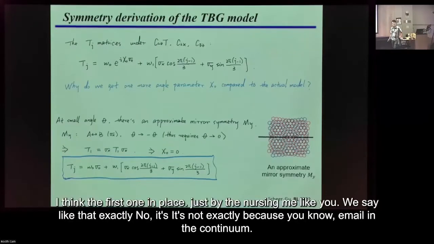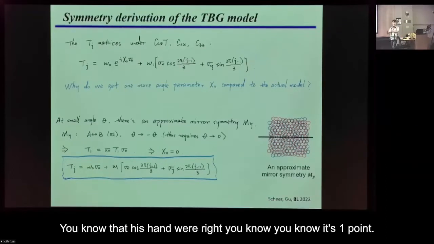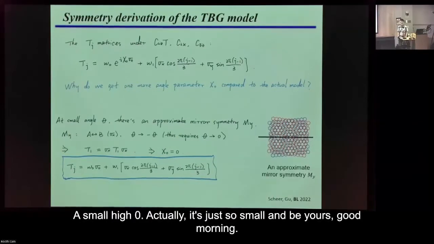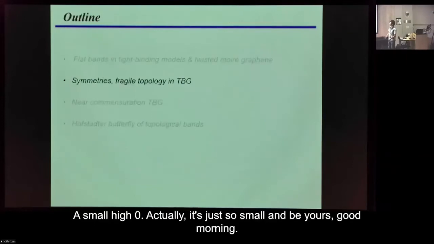No, it's not exact, because even in the continuum, you know the twist angle, right? You know it's 1.05 degrees. You don't need to know the microscopic detail. You can measure that angle. So that just means there is indeed a small chi zero, actually. It's just so small that we ignore it. Yeah, a good question. Okay, so let me just proceed.